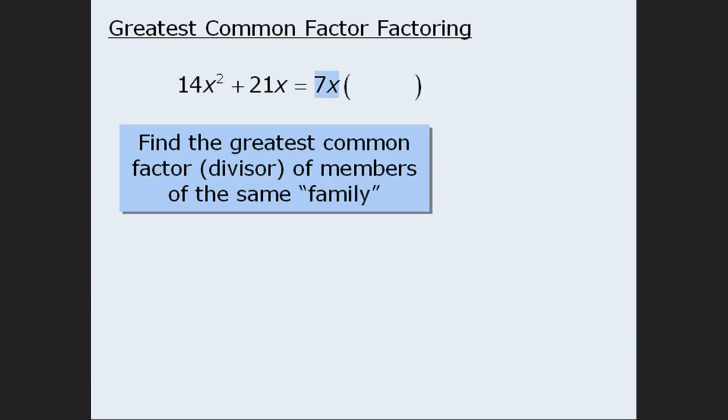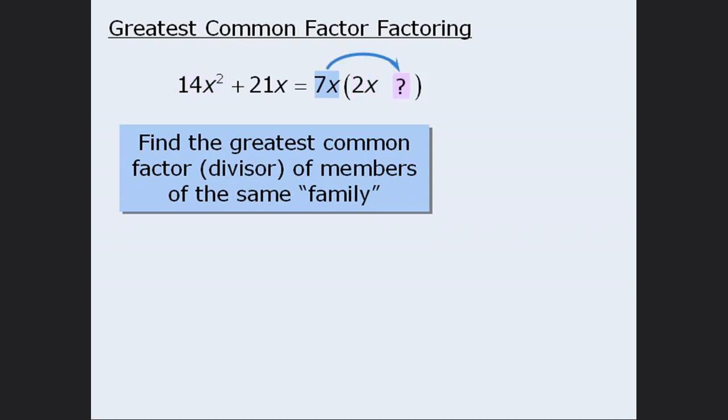At this point, we must determine the expression that needs to be inside the parentheses such that 7x times this expression expands to equal 14x squared plus 21x. So, for example, what must we multiply 7x by to get a product of 14x squared? Well, 7x times 2x equals 14x squared, so we will add that here.